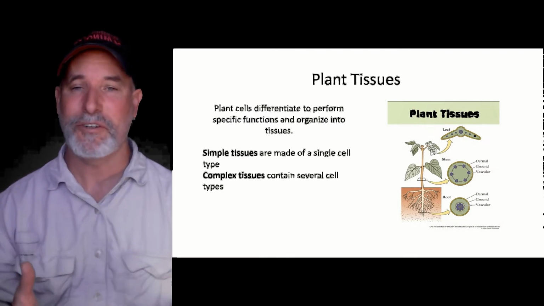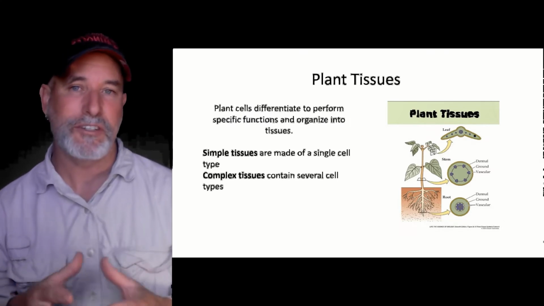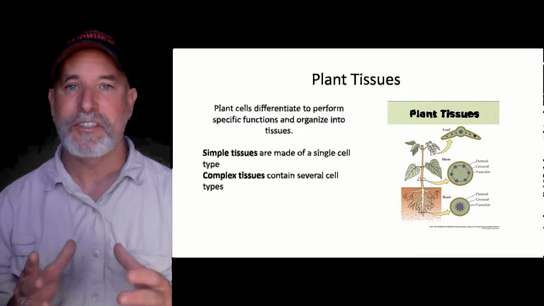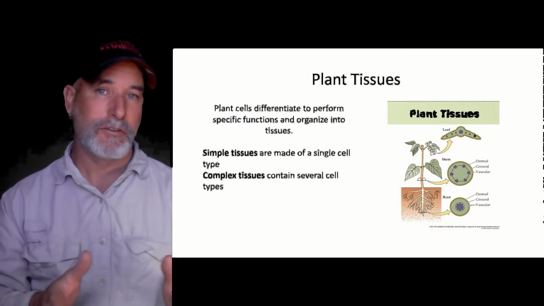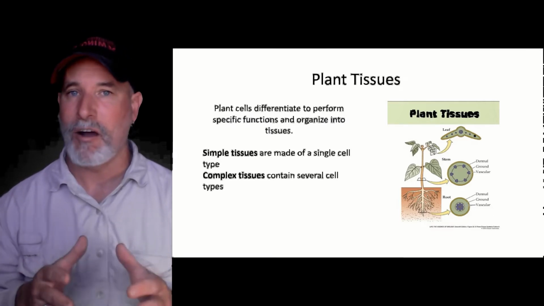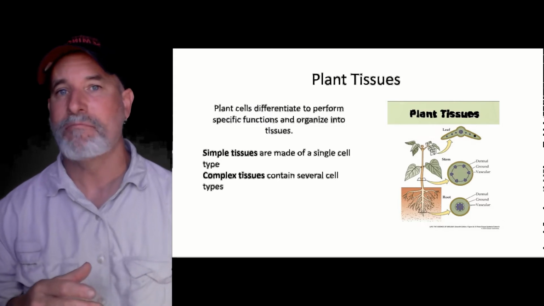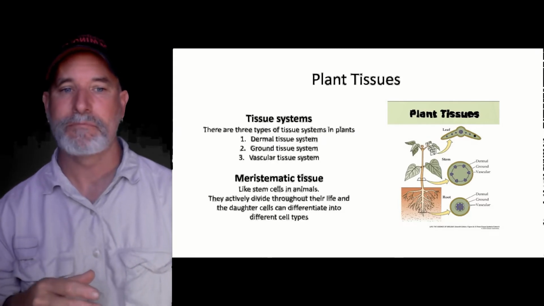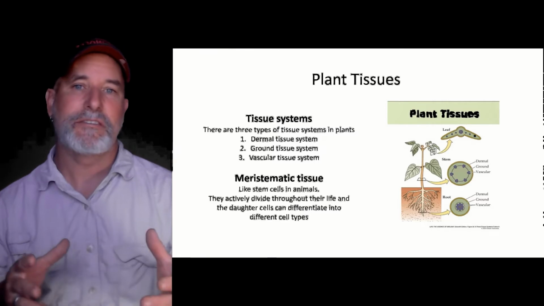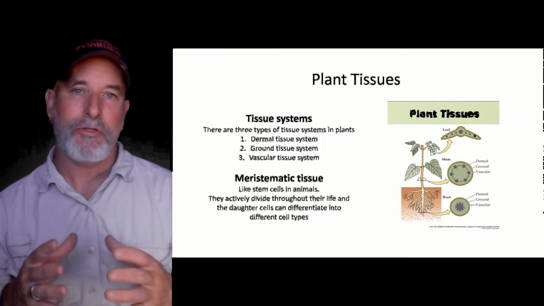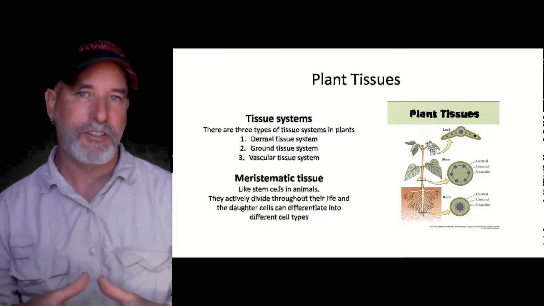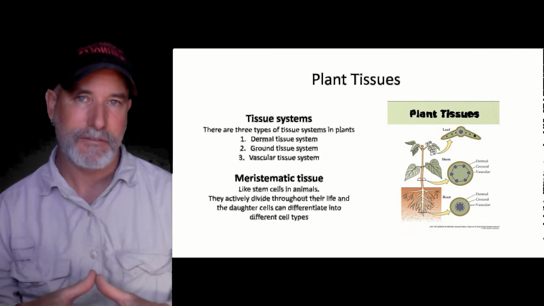Cells in plants differentiate, and they can form different tissues. A simple tissue is made up of a single type of cell, and a complex tissue is made up of many different types of cells. So plants have these tissue systems, and there are three primary types of tissue systems in plants.